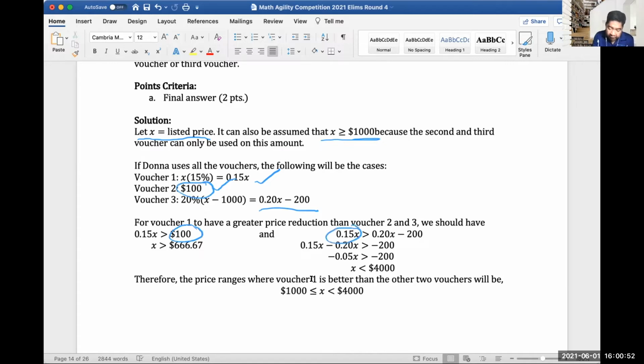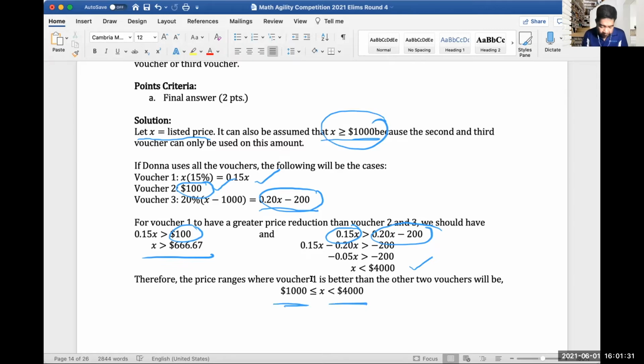And voucher 1 greater than voucher 3, which is this. So solve them. So x would be $66.67, and the next inequality would be x less than 4,000. So if we combine them, everything we know, we cannot be lower than 66.67, right? As we have noted this. So the price range for voucher 1 is better than the other two vouchers, so it'll be x greater than or equal to 1,000 but less than $4,000.